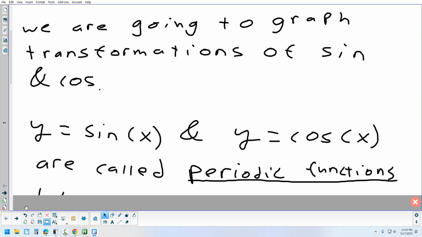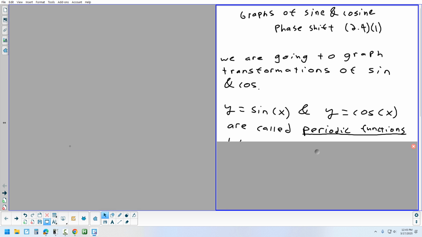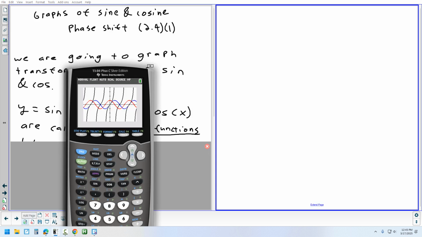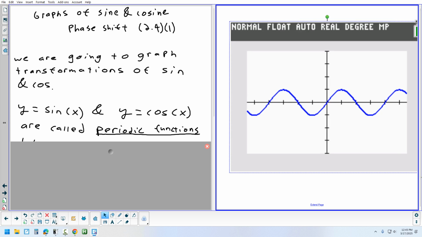Okay, so why are they called periodic? Well, let me put up just sine. Okay, so that's the graph of sine. What I want to look at as we trace it is how high and low the graph goes. Okay, so let's say it starts right there. It starts at 0. And what does it look like the highest it ever goes is? 1. And then it goes back to 0. And how about the lowest? Negative 1. And back to 0.